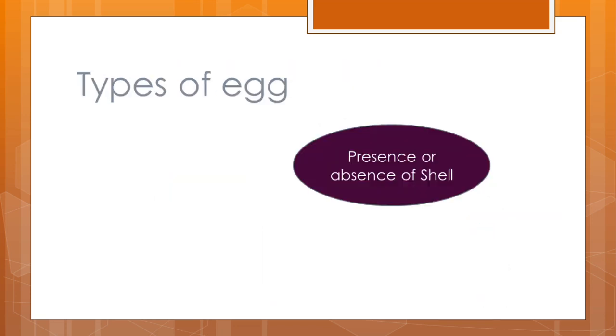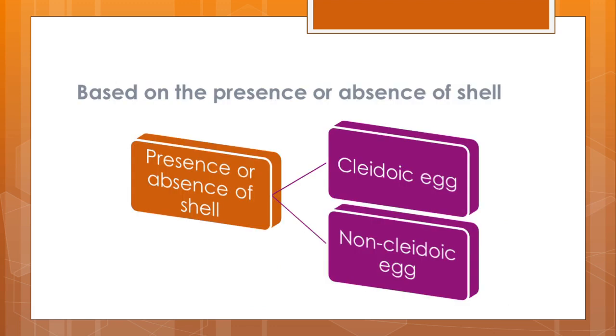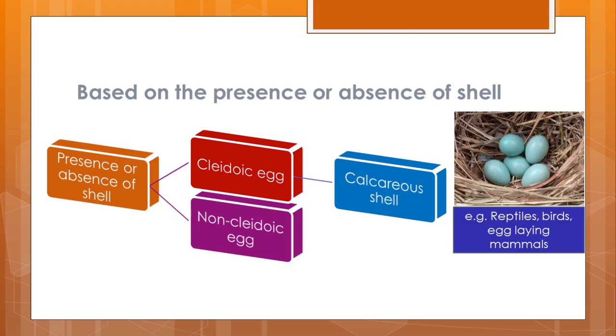Now coming to the third criterion for the classification of eggs, that is presence or absence of shell. Based on the presence or absence of shell, the eggs are classified into two types, cleidoic egg and non-cleidoic egg. The eggs laid on dry land must be protected well. Hence, they are covered by a calcareous shell. Such eggs with a calcareous shell are called cleidoic eggs. Example, eggs of reptiles, birds and egg-laying mammals.